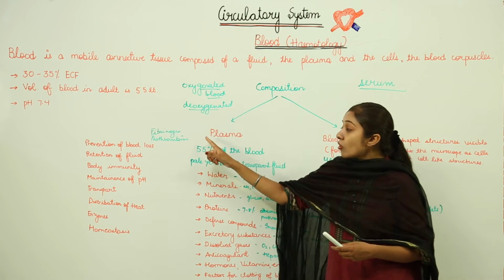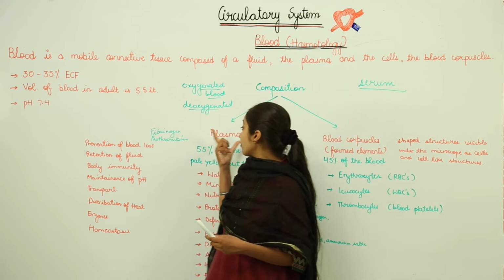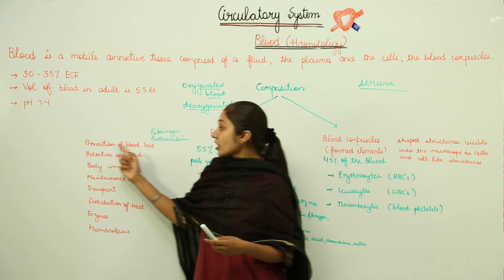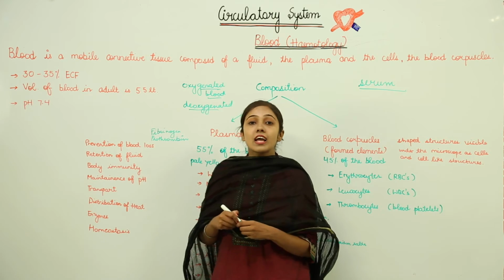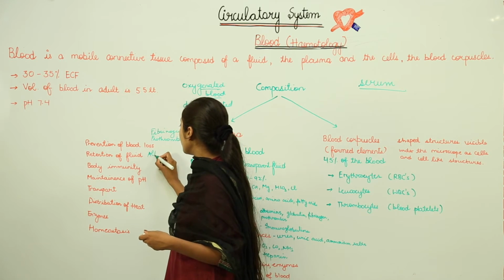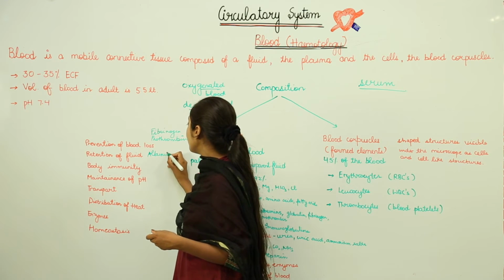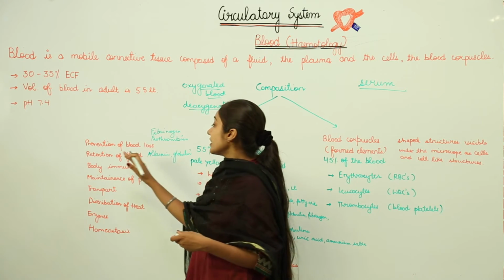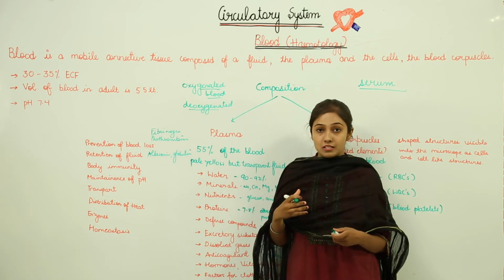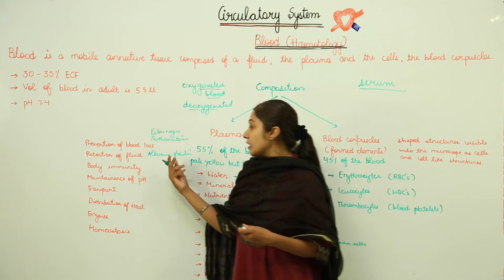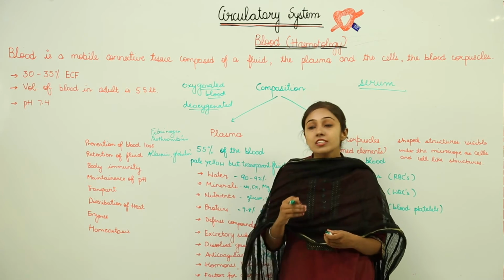And plasma also has an important function of the retention of fluid. When we talk about the retention of fluid, then we have certain other important proteins that help, that is albumin and globulin. They retain the watery part in the plasma, which makes this plasma a fluid, right? So, albumin and globulin retain water in the plasma.